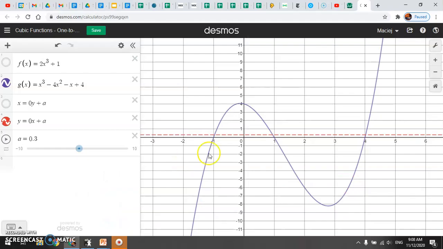Let's finish by going back to Desmos and reminding ourselves. This one will not have an inverse function because the horizontal line hits many times. So if you create the inverse graph, the vertical line would hit many times. All right, just keep that key idea solid.